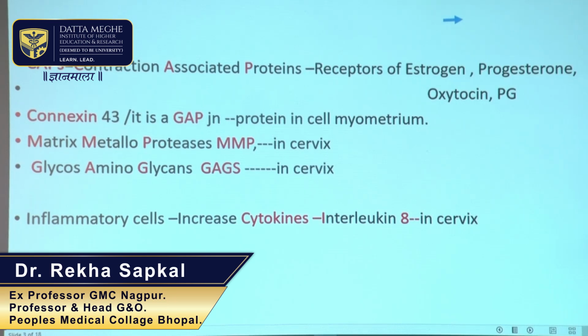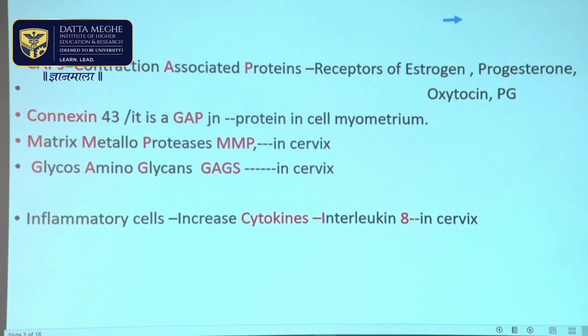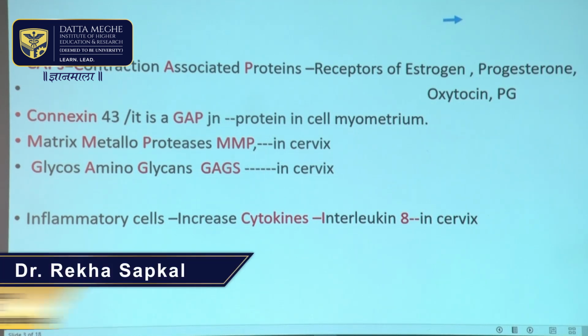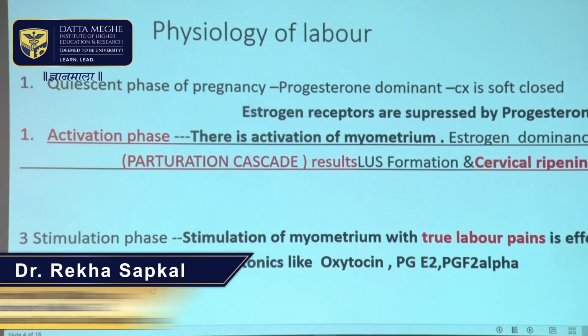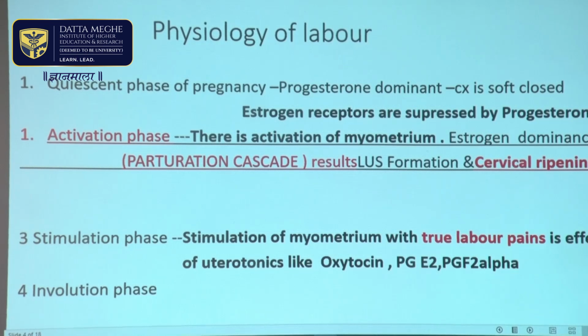Matrix metalloproteases means MMP. It is seen in the cervix. Then this glycosaminoglycans, it is also known as GAGs. It is in the cervix. Inflammatory cells, you know, they are cytokines, interleukin 8 seen in the cervix. So, let us begin with this physiology of labor.